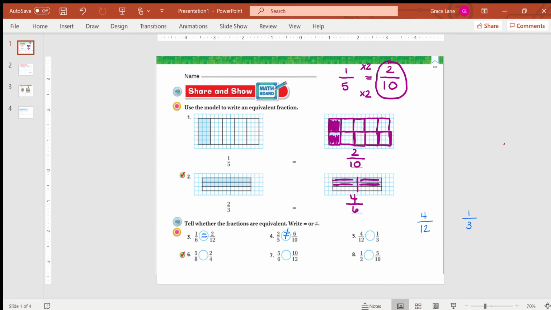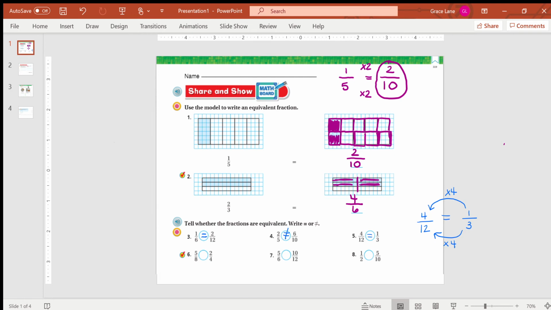Okay, so you might need to go backwards and do this. 1 times what is 4. So they were doing 1 times 4 equals 4. Did they do that same thing on the bottom? Is 3 times 4 12? Yes, so that these two are equal to each other.